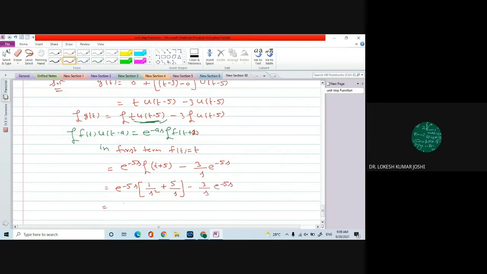And if we simplify it, we get e to the power minus 5s upon s square, plus 5 into e to the power minus 5s upon s minus 3 upon s into e to the power minus 5s, which will become 2 e to the power minus 5s upon s. Or we can write it with e to the power minus 5s taken outside: this one will become 1 upon s square plus 2 upon s.